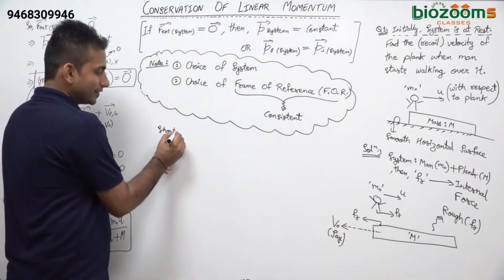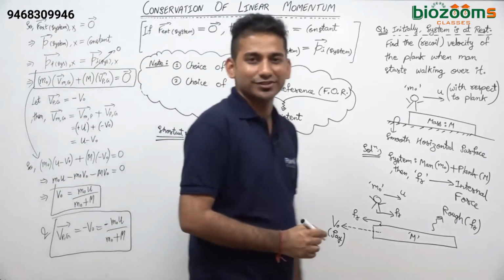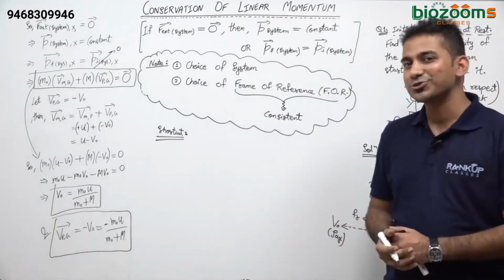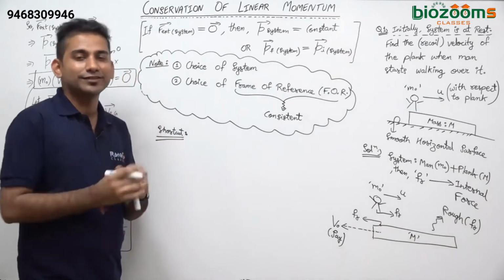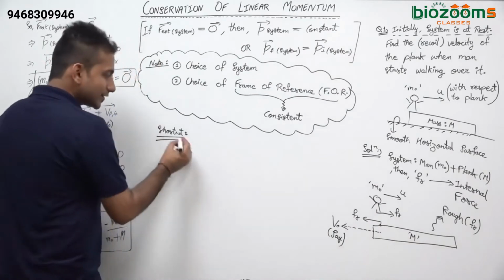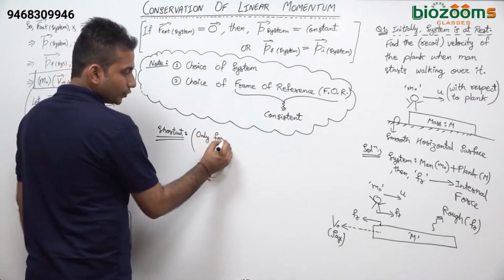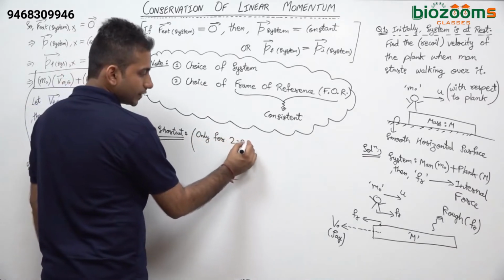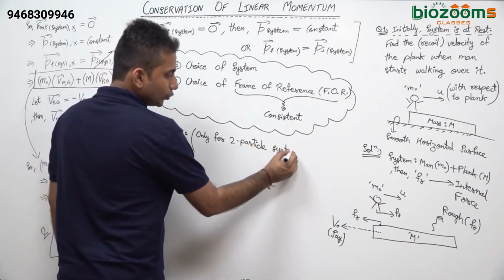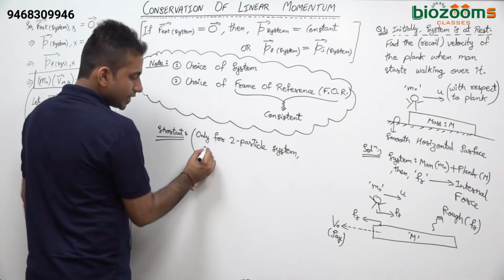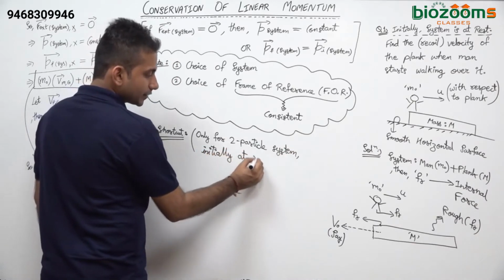And every time I tell you that there is nothing like shortcut, everything is a generalized solution, and with every generalized solution we must be remembering the constraints associated with that particular solution. So what is that constraint? The shortcut is applicable only for two-particle system, first thing. That too when this two-particle system is initially at rest. This two-particle system is initially at rest.